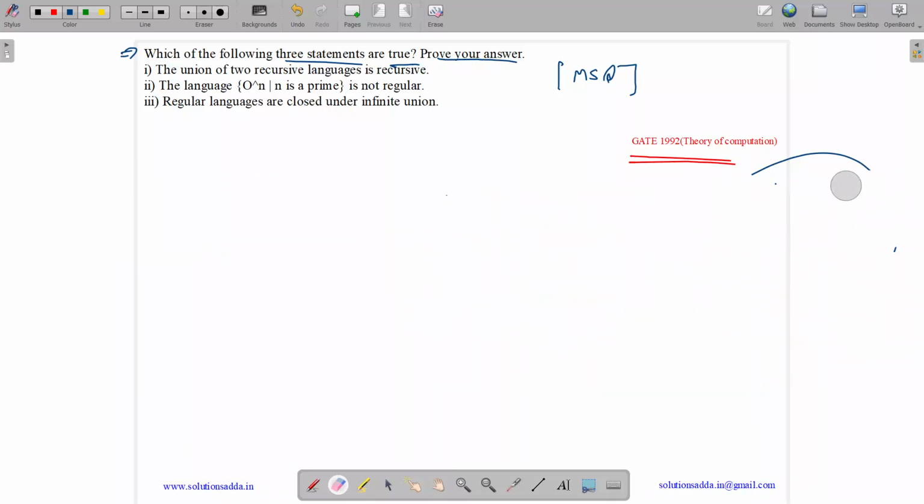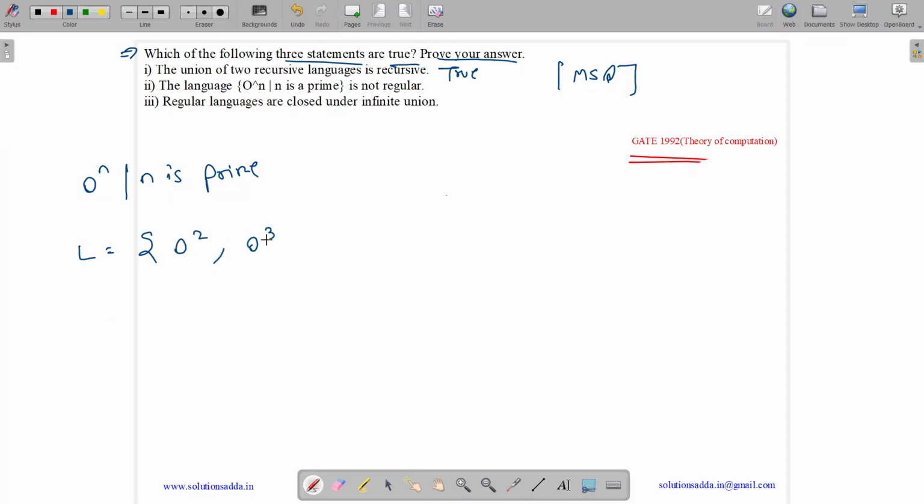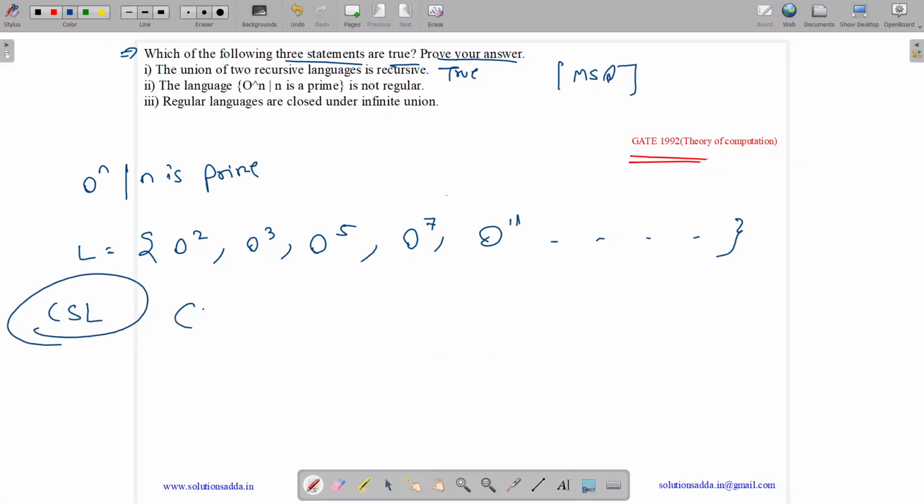Let us see option B. Option B states the language 0 to the power n where n is a prime is not regular. So what are the contents of this? We can see 2 is a prime number, so we have 0 square, 3 is a prime so 0 cube, 0^5, 0^7, 0^11 and so on. Can we write a C program? Yes, we can write a C program for finding prime numbers, and thus it is a CSL language, but it is not a CFL.